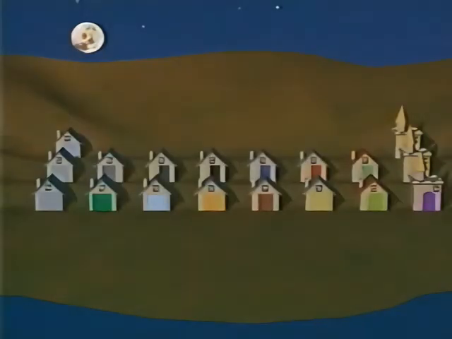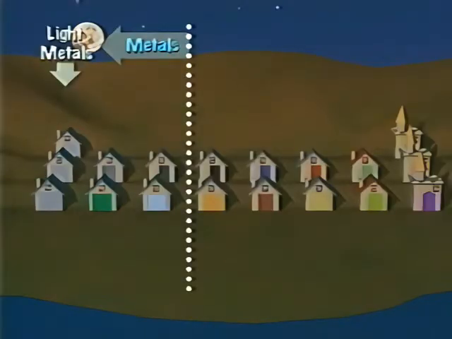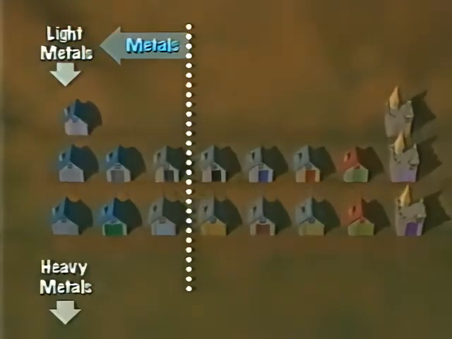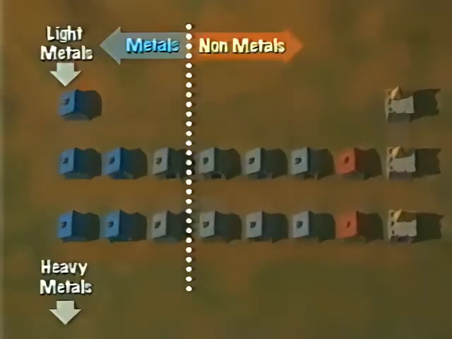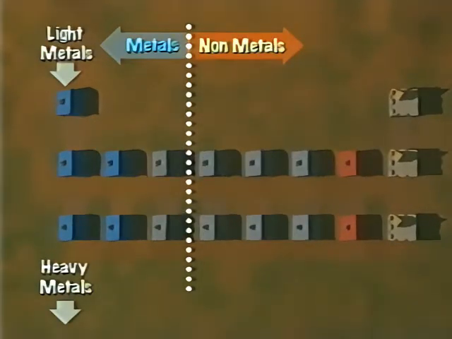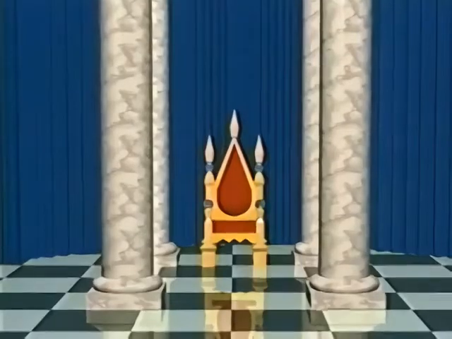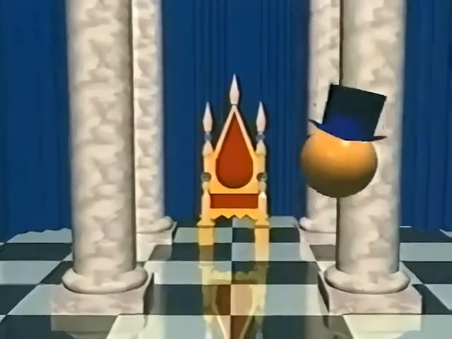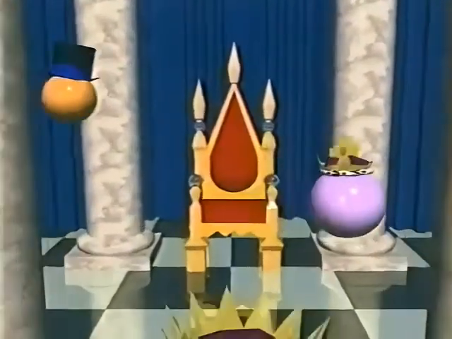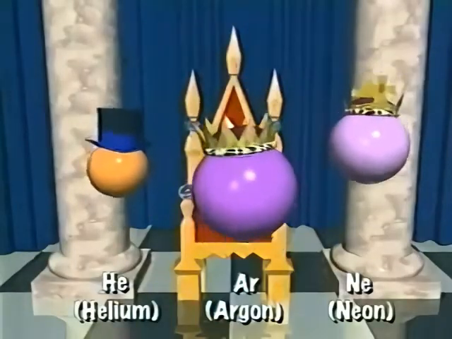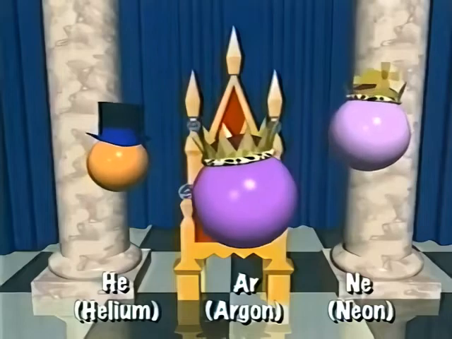Now, back at the element settlement, let's see where they live. The light metals live up on the top left. The heavy metals live further south. And the nonmetals live in this section. The noble houses are on the extreme right. This is part of the noble family: helium, argon, neon. They keep pretty much to themselves.